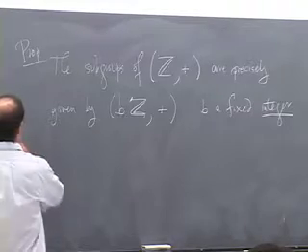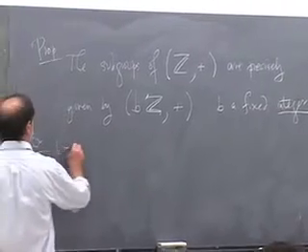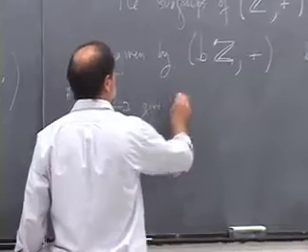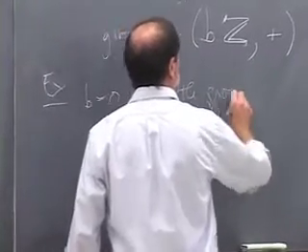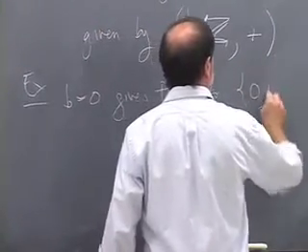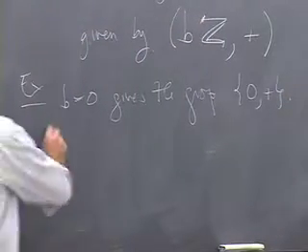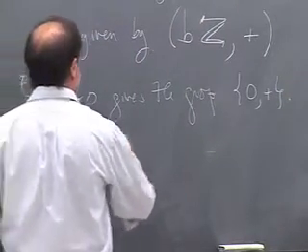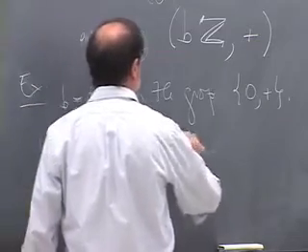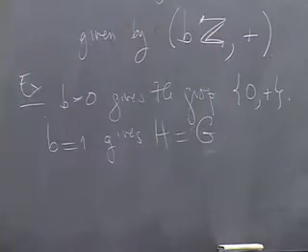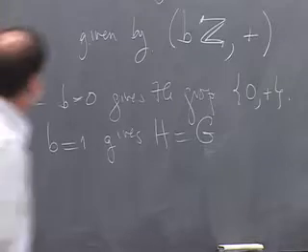Good. B equals 0 gives the group 0 under addition, which is just the one element group. And B equal 1 gives H equal G, because you just take multiples of 1. But the others are non-trivial subgroups: even integers, integers divisible by 3, integers divisible by 17, integers divisible by 21. Okay, proof.